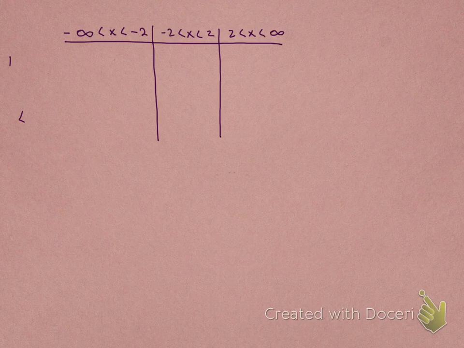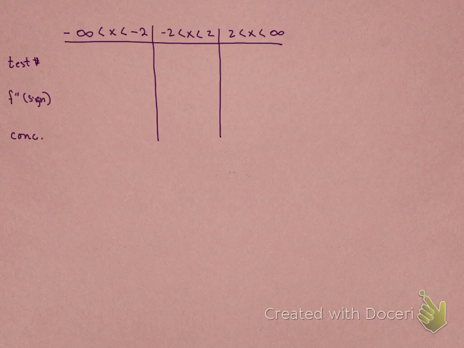Okay, so we'll have our test numbers here, our f prime prime sign, again, just positive or negative, and then the conclusion. So we can use a -3, a 0, and a +3. Now, I didn't do this beforehand, so I have to do it now.